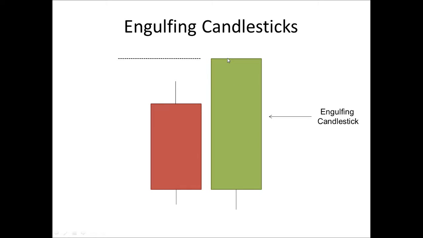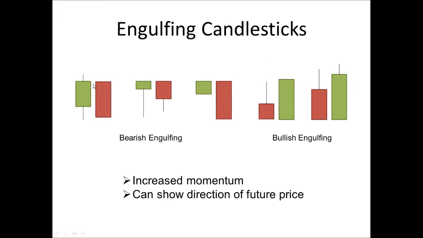The engulfing candlestick engulfs or overshadows the candle previous. The main characteristic of an engulfing candle is the previous candle will fit into the engulfing candle with room to spare. So this candle can easily fit into this candle and we would have this room up here. So the size of the engulfing candle is bigger than the candle previous, and the engulfing candle is in opposite direction to the previous candle. So this would be a bullish engulfing candle, and let's look at some examples of some other engulfing candlesticks.